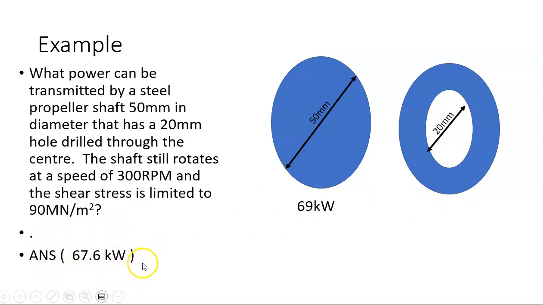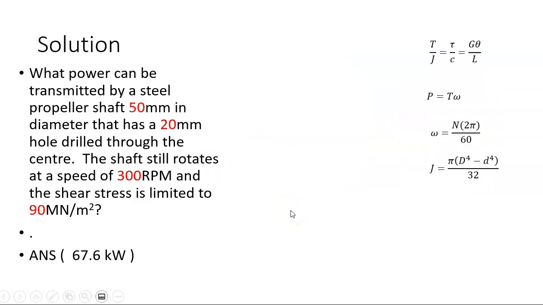Now, it's indicated here that the solution will be 67.6 kilowatts, which is not a big difference. Okay, so if this turns out to be the answer, we will see that the shaft can actually take a sizable hole in it without affecting the overall amount of power that can be transmitted by too much. Okay, so let's look at the solution.